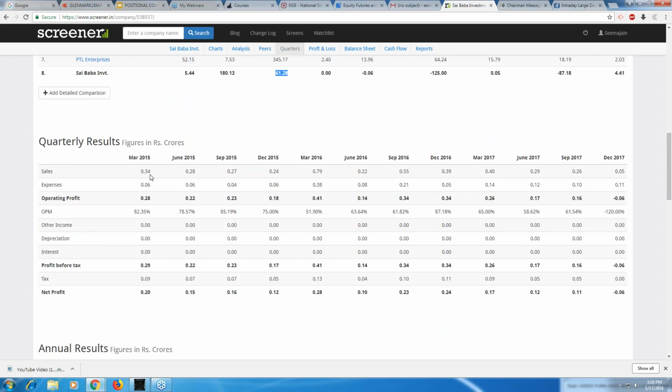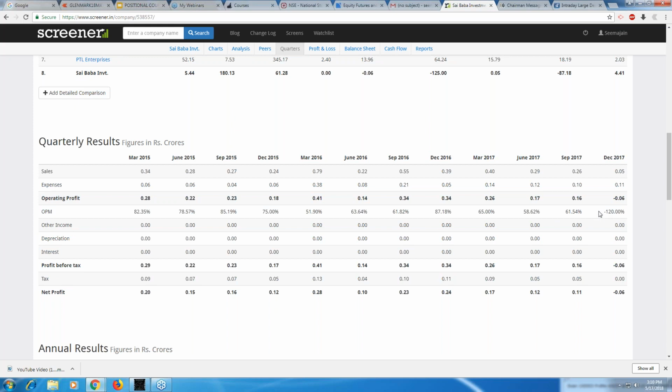Imagine, look at the sales from March 2015 till December 2017. Just 34 lakhs, and it kept on reducing, and now it's only 5 lakh. Look at the expenses which are more than the sales. And what sale? If you look into any small shop, their sales are more than 5 lakh rupees in a month at least.